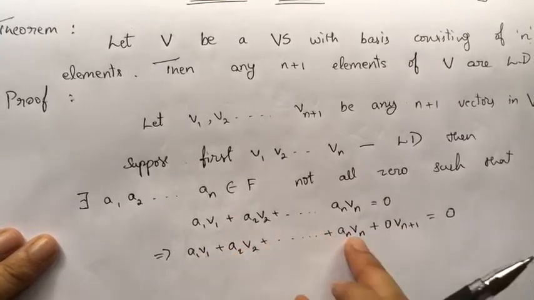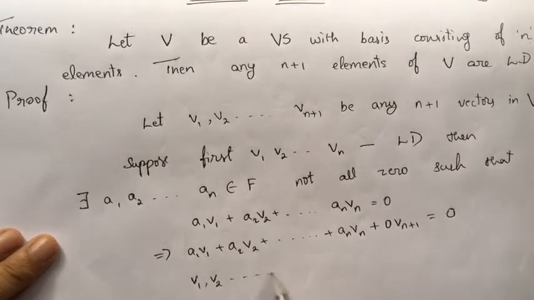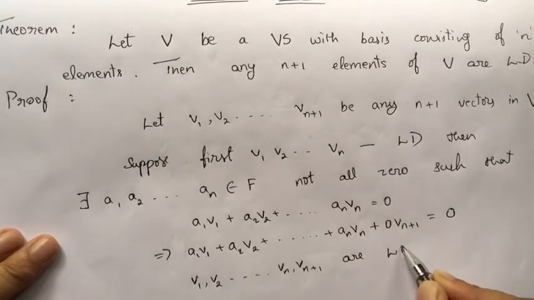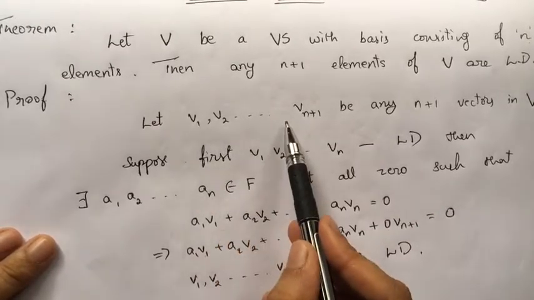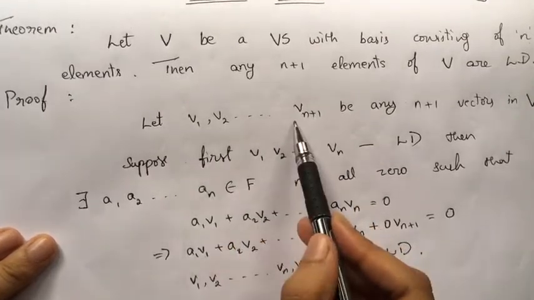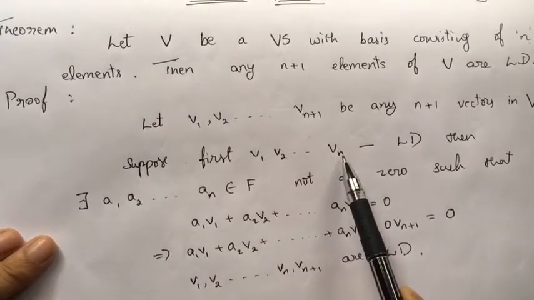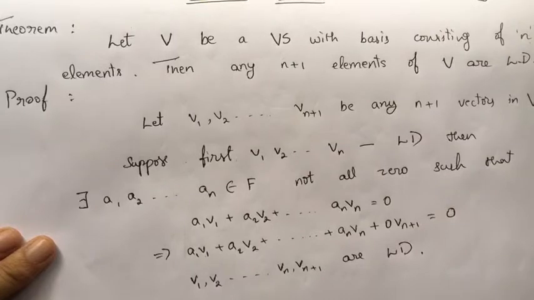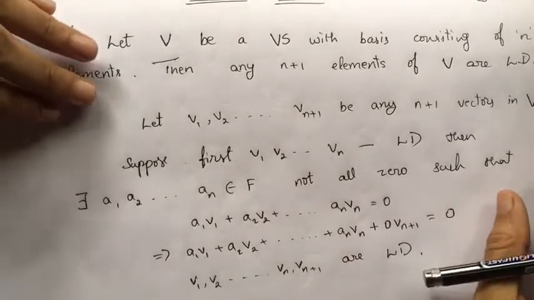Maybe some are 0 but not all are 0, right? Therefore I can say that v1, v2 dash dash vn plus 1 elements are linearly dependent. This is where I have taken the first n elements as linearly dependent, and I have shown that with the n plus 1th element along with this set, it becomes linearly dependent. Now what I'll do is, I'll take these n elements as linearly independent, and I'll add one more element, that is the n plus 1th element, and I'll show they are linearly dependent.